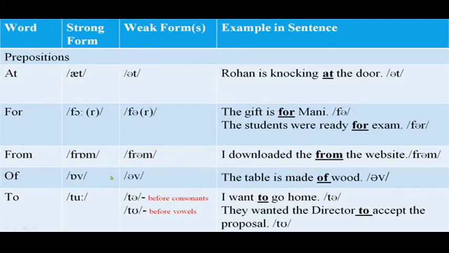Please be very careful with the usage of the preposition 'of'. It is not the f sound that is used, it is v that is used in case of 'of', and the vowel is reduced to the /ə/ speech sound. 'To' has two weak variants like 'do'. So the first one is /t/, which is used when 'to' is placed before consonant sounds, and it is pronounced as /tə/ when it is placed before vowel sounds.